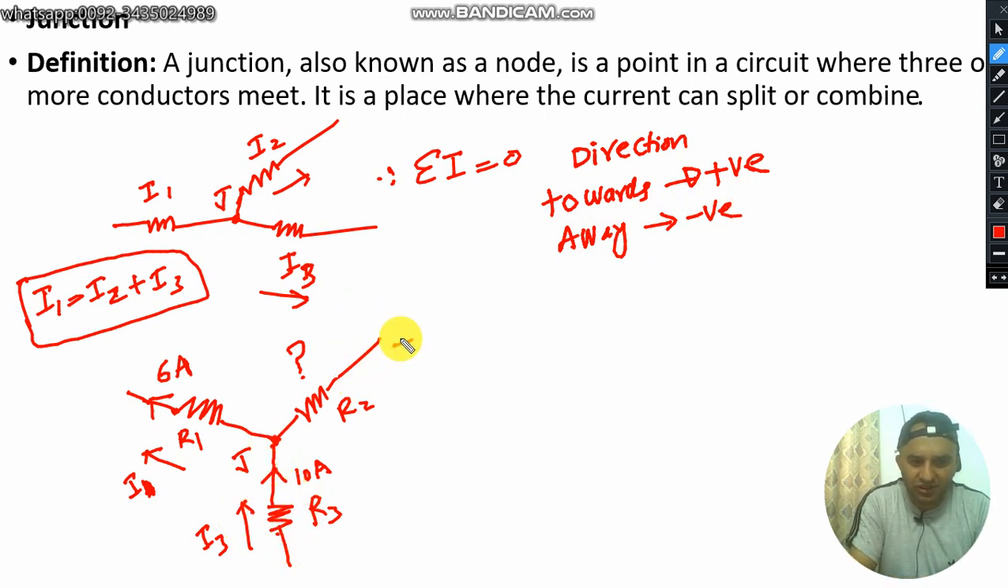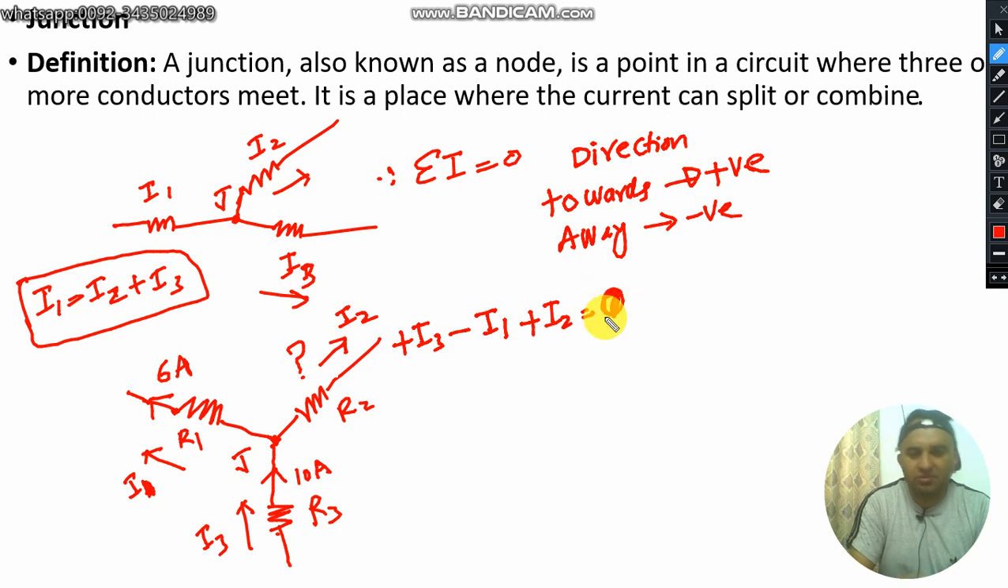Okay, so for the sum of currents, this I3 is moving towards the junction, so it is taken as plus I3. Now I1 is moving away, so it is negative, minus I1, and I2 we don't know about. So what is I2? The sum is equal to 0, so we have to find I2.